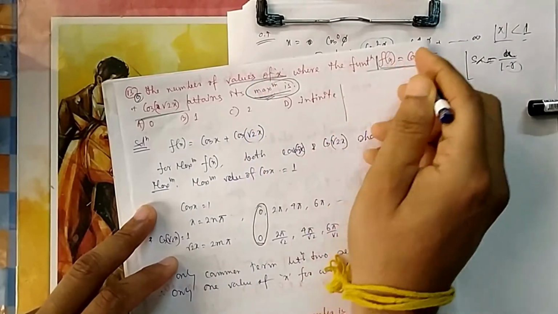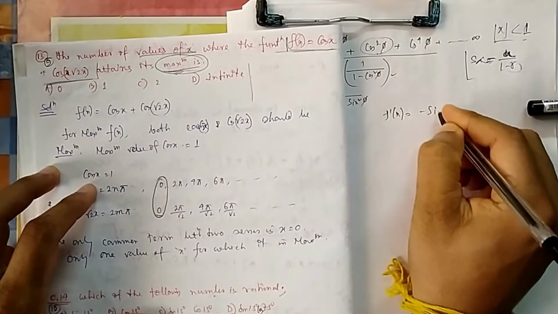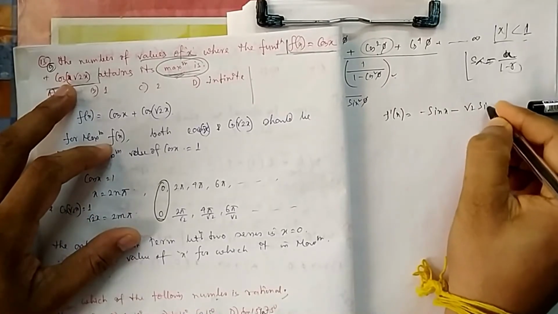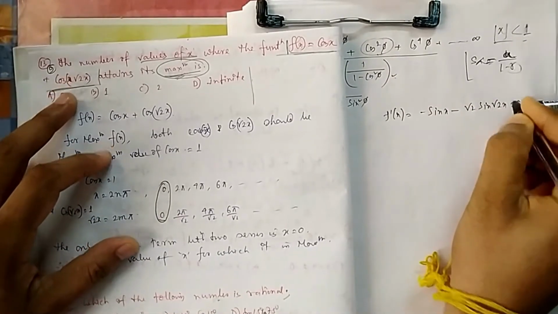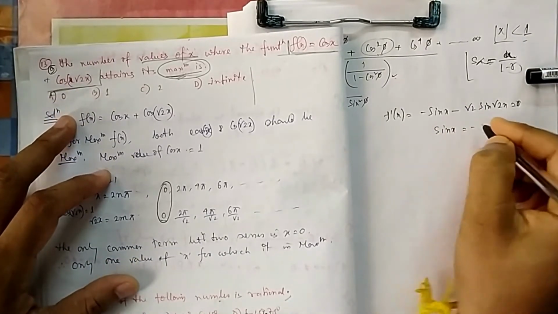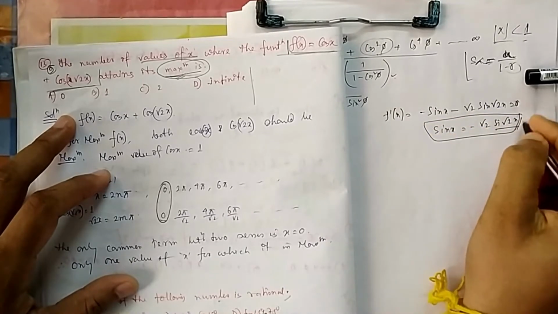Why not differentiate it? Let us differentiate it and see what I am getting. If you differentiate it, cos x gives minus sin x, and cos root 2x gives root 2 times minus sin root 2x. So you will make it 0. With that equal to 0, will you find anything? I don't think you will find anything, because this is a trigonometric expression.